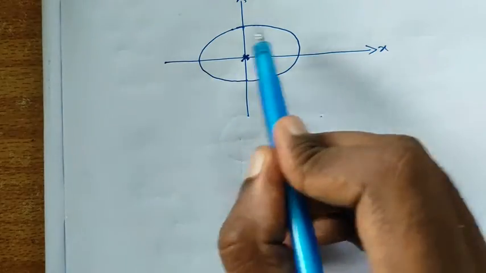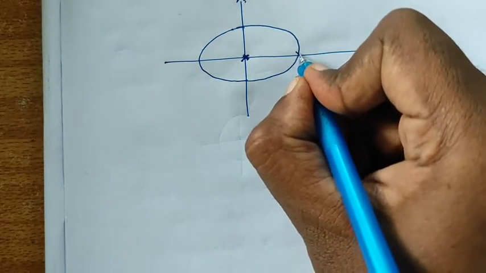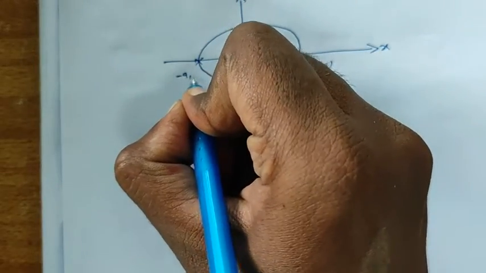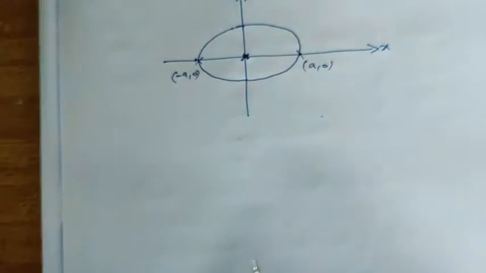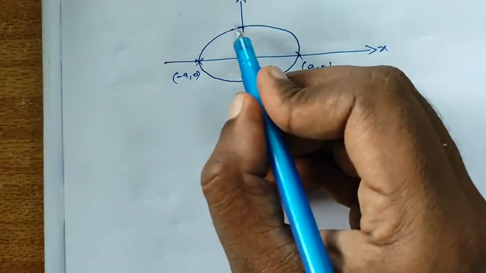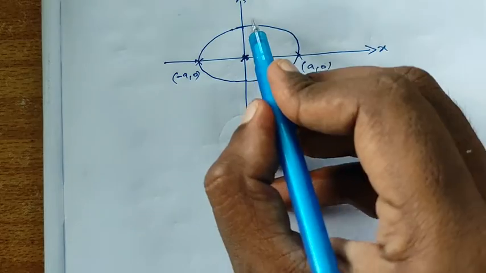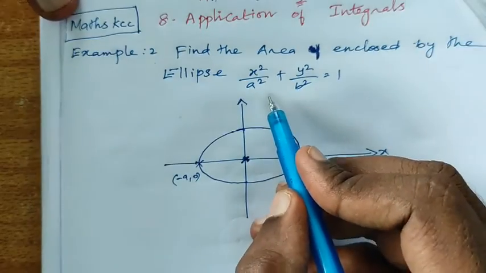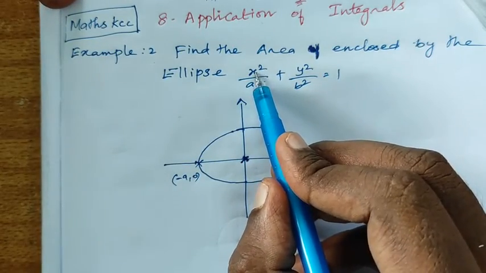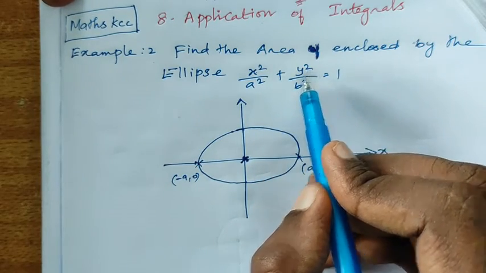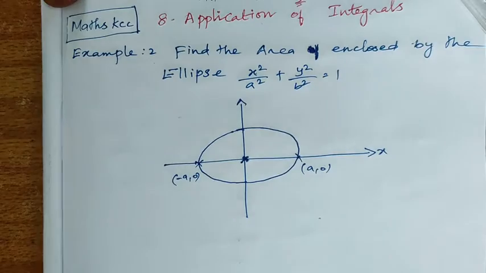Major axis is along x axis, so (a, 0) and (minus a, 0) are the vertices. Now we have to find the area of the entire ellipse. We know that the ellipse is symmetric about both axes. Put x equal to minus x, there is no change, and y equal to minus y, there is no change. So the curve is symmetric about both axes.